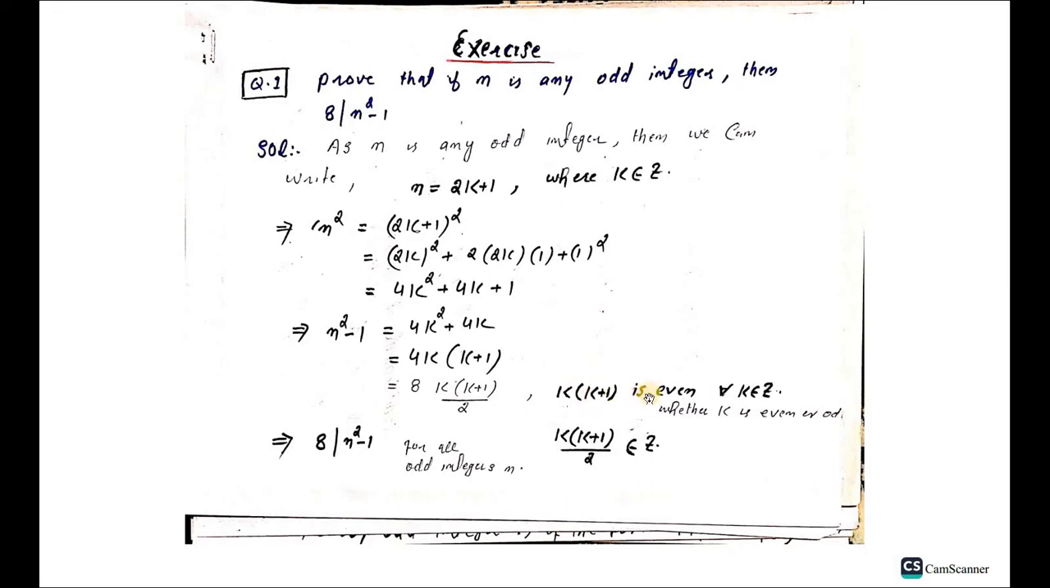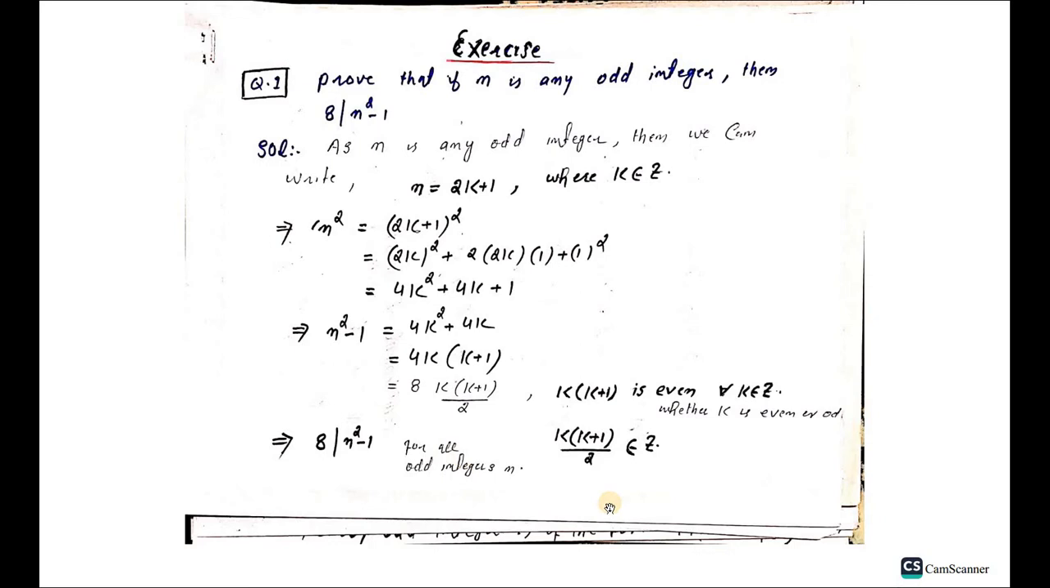K into k plus 1 is even for all integer k, whether k is even or odd. Now from this equation we can write 8 divides n square minus 1 for all odd integers n. Here this k into k plus 1 is even. This even is divisible by 2 and the result will be an integer. So here we have one integer equal to 8 times another integer, which gives us the expression 8 divides n square minus 1, where n is odd integer.